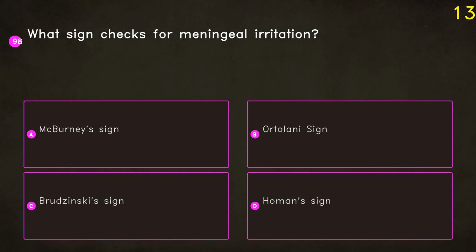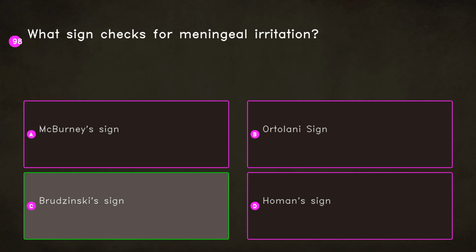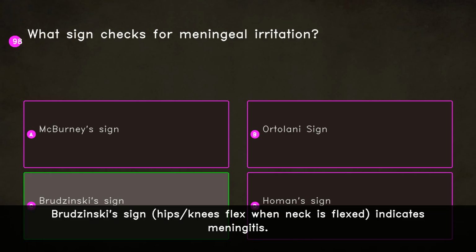Question 98. What sign checks for meningeal irritation? A. McBurney's sign, B. Ortolani's sign, C. Brudzinski's sign, D. Homans' sign. The correct answer is Brudzinski's sign. Brudzinski's sign, hips and knees flex when the neck is flexed, indicates meningitis.